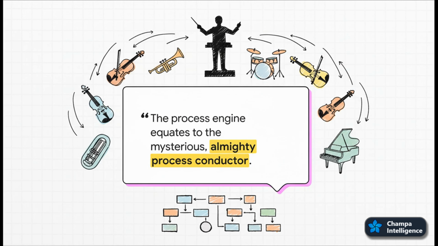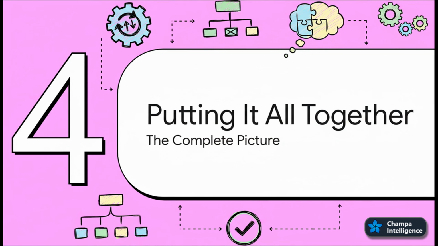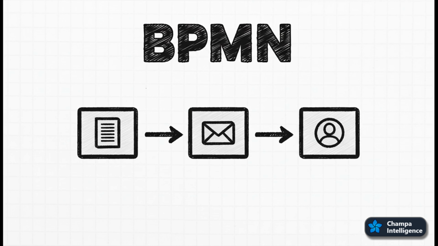I absolutely love this analogy from Camunda. They say the BPM engine is like the conductor of an orchestra. Your BPMN model is the sheet music. The engine is the one standing at the front, making sure every instrument, every task, every team, every system plays its part at the exact right moment, creating a perfectly synchronized operation. So we've seen the 3 core pieces of the puzzle. Now let's put them all together and see how they create something that's way more powerful than the sum of its parts.